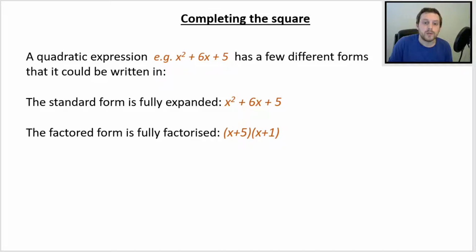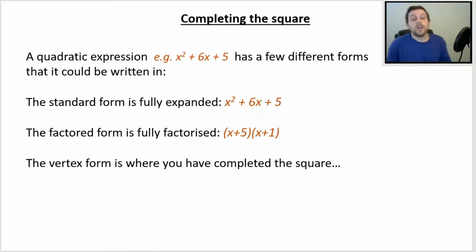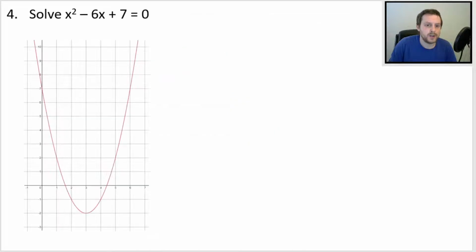Okay, so there's another form, and this is the form we're going to talk about today. It's called the vertex form. This is a bit of a funny word, but it's just what it is. It's called the vertex form. The vertex of the graph, by the way, so if I come back and show you this picture, the vertex of the graph is just the very bottom point.